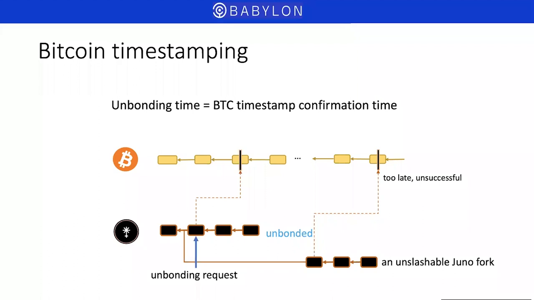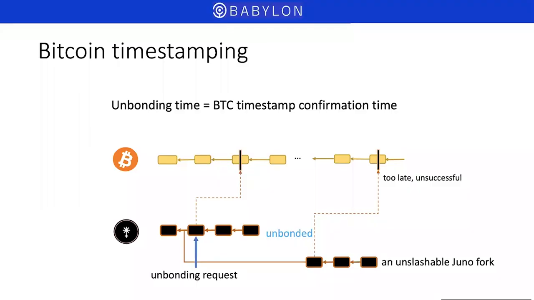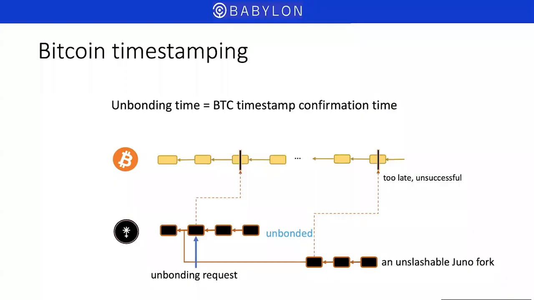So for example, if you think 20 blocks deep is what you like, then your unbonding time will be the time in which the checkpoint or timestamp becomes 20 blocks deep into the Bitcoin chain. And this you can observe. Roughly, 20 blocks deep would be roughly 200 minutes, but this could be a random variable. Okay, so therefore now we reduce the unbonding time from 21 days to the Bitcoin confirmation time. Okay, all right.